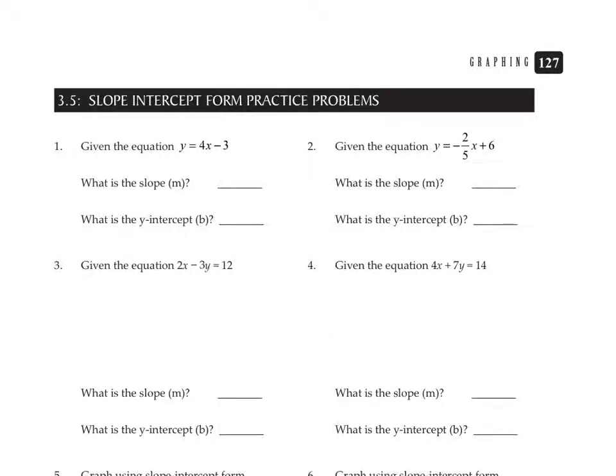So now we're going to do some practice problems for linear equations in slope-intercept form. The question says, given the equation y equals 4x minus 3, what is the slope? What is the y-intercept? All right, remember that we talked about the slope-intercept form of the equation is y equals mx plus b, where m is the slope and b is the y-coordinate of the y-intercept.